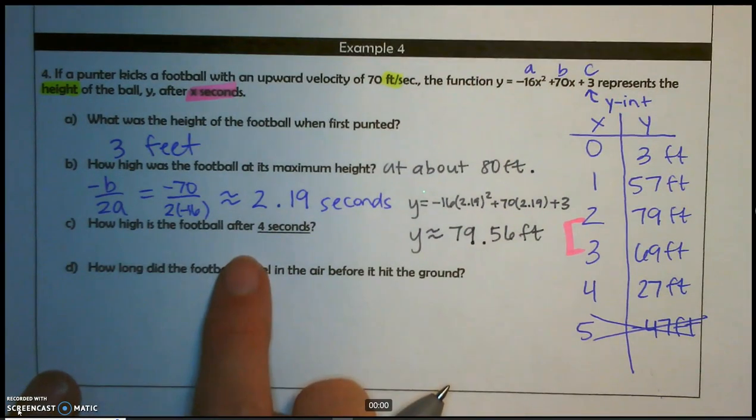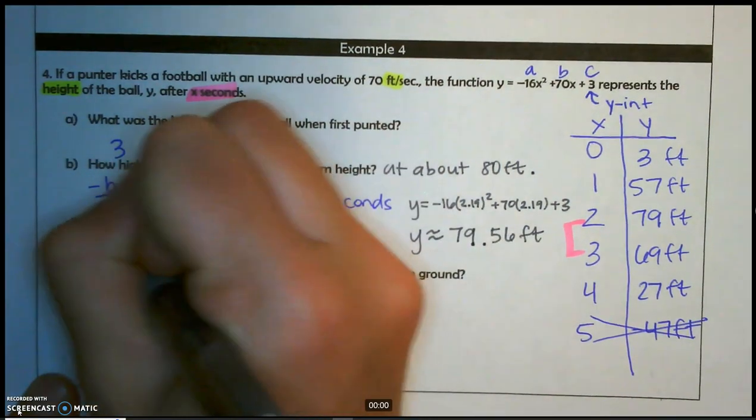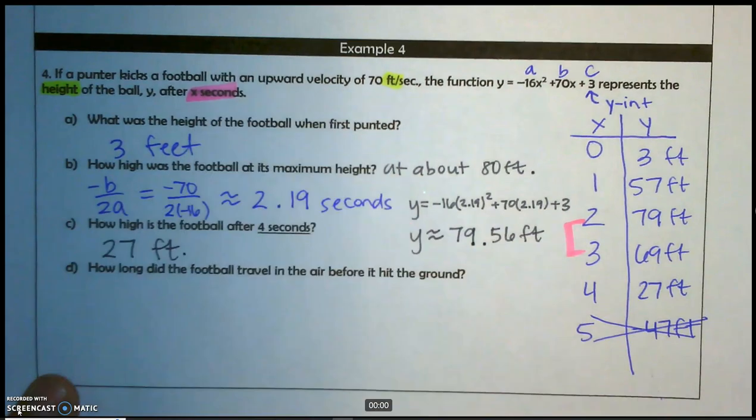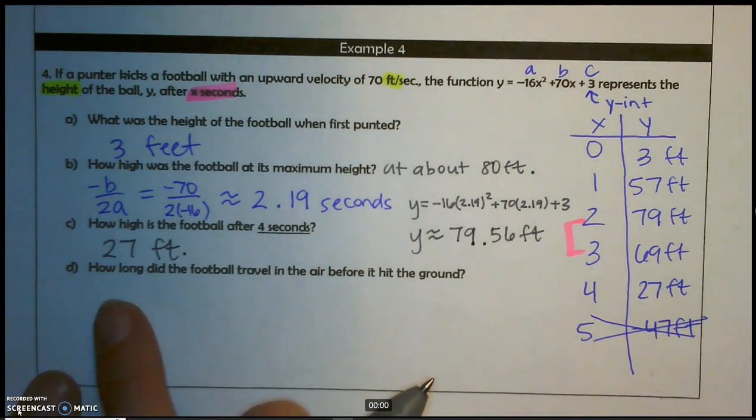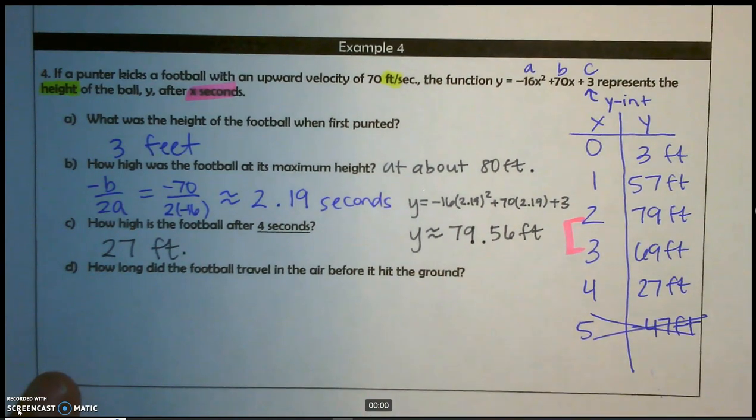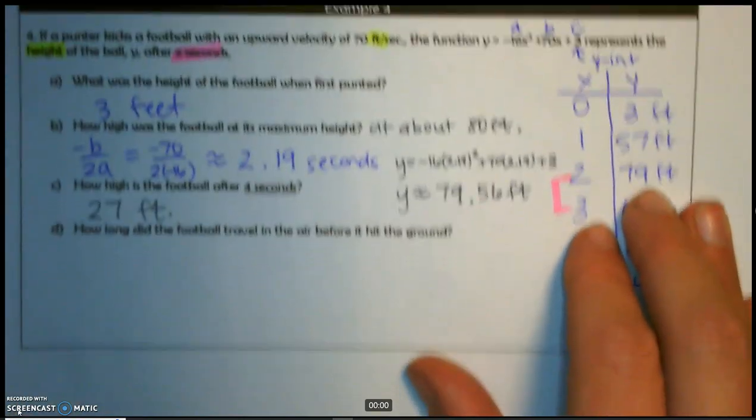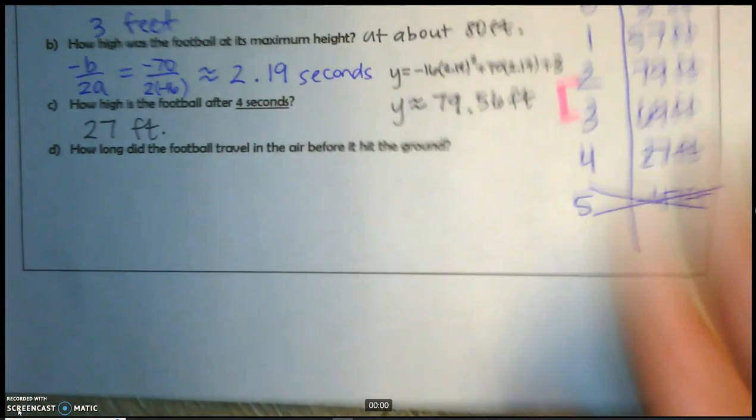How high is the football after 4 seconds? If you look at the table, 4 seconds in, it is at a height of 27 feet. And, last but not least, how long did the football travel in the air before it hit the ground? In order to find this, we're going to have to look for x-intercepts, and I'm going to use the quadratic formula.